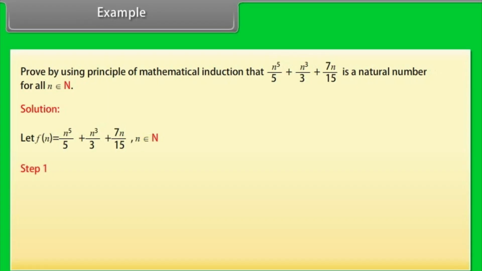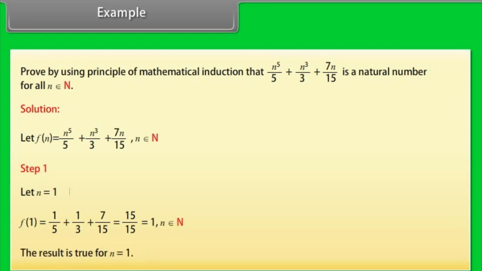Step 1. Let n is equal to 1. f of 1 is equal to 1 by 5 plus 1 by 3 plus 7 by 15 is equal to 15 by 15 is equal to 1, which belongs to capital N. The result is true for n is equal to 1. Step 2. Let the result be true for n is equal to k.